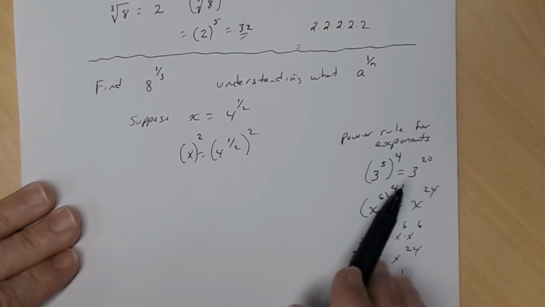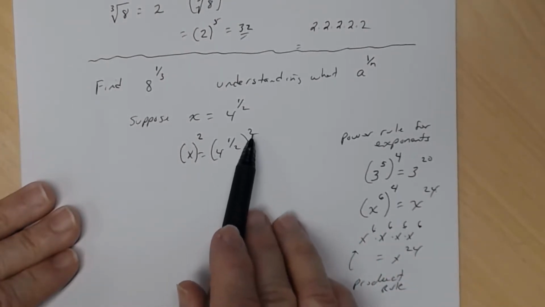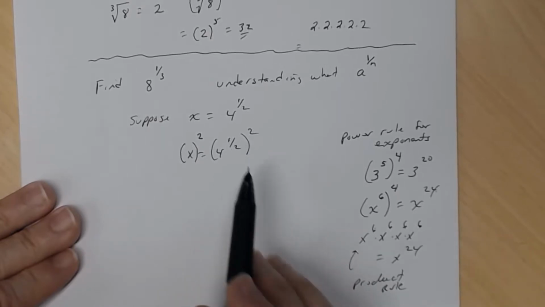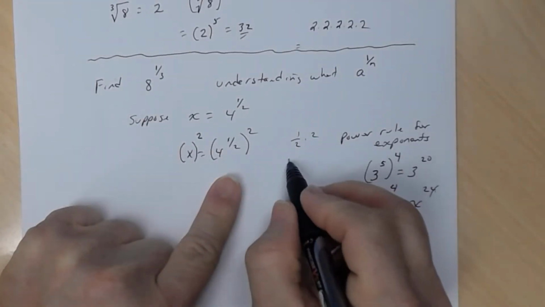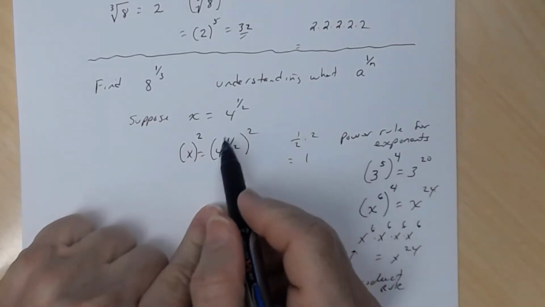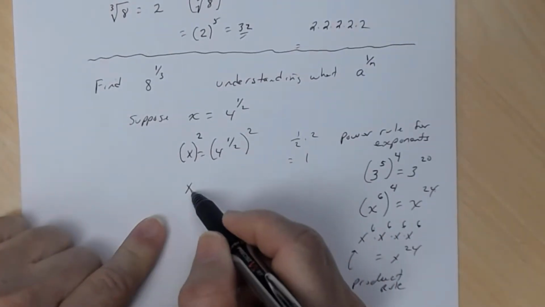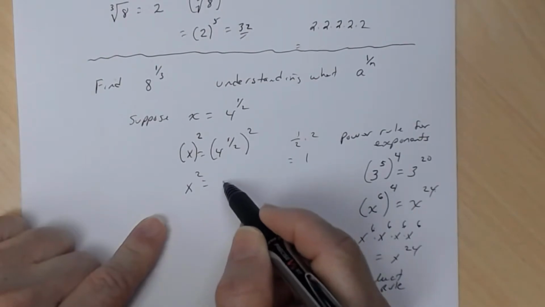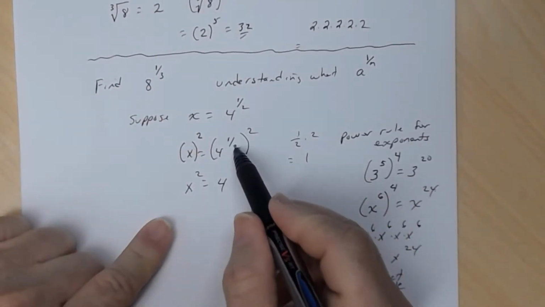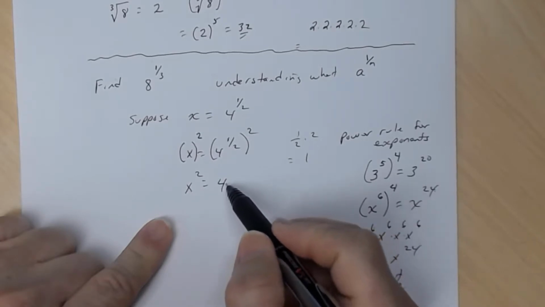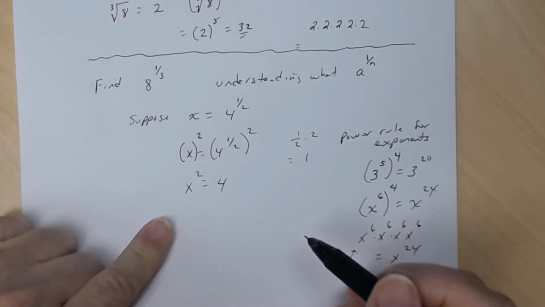So right here, where I have a power raised to a power, I'm going to go ahead and multiply those powers. So remember, 1/2 times 2 is just 1. So I'm going to rewrite this. This is x squared equals, and then this right here, 1/2 times 2 is 1, so that's 4 to the 1st, or just 4.